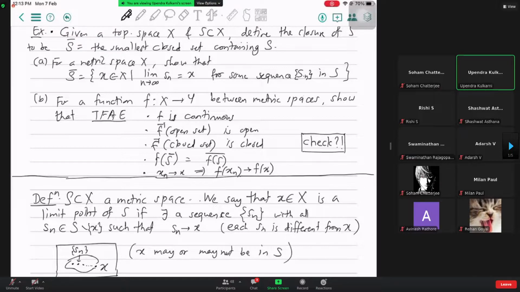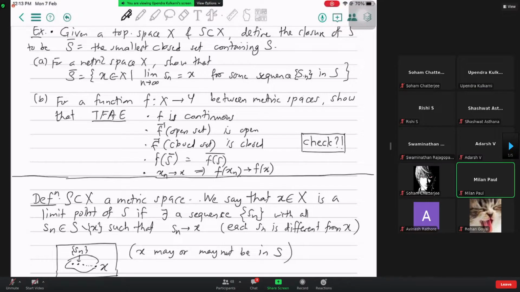For example, if you take the open interval 0, 1, then 0 is a limit point of that. As is 1, correct? Because for 0, you can just take the sequence 1 by n. And the limit of that sequence is 0. Notice none of those points is 0. 1 is a limit of the sequence 1 minus 1 over n. How about the point half? For the open interval 0, 1, is the point half a limit point?